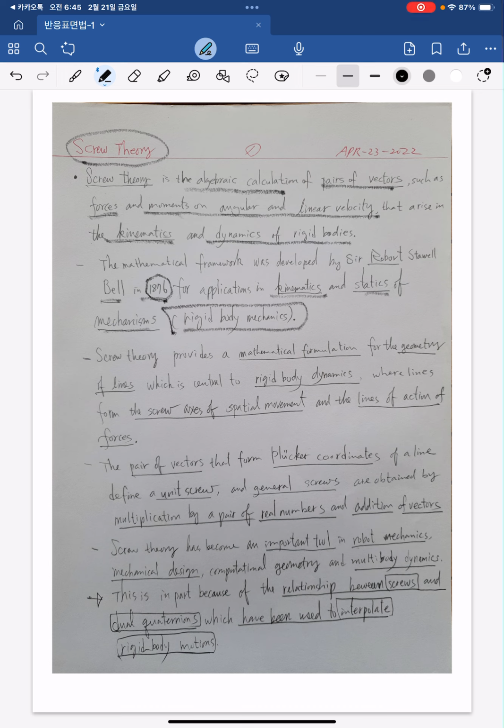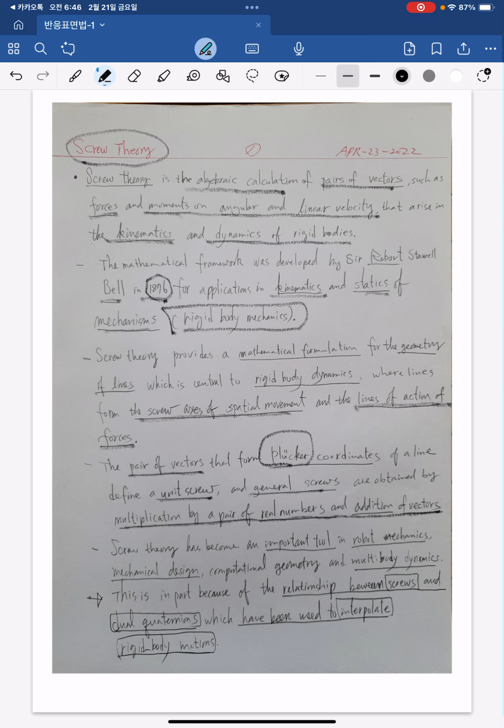Screw theory provides a mathematical formulation for the geometry of lines, which is central to rigid body dynamics, where lines form the screw axes of a spatial movement and the lines of action of forces. The pair of vectors that form the Plücker coordinates of a line define a unit screw, and general screws are obtained by multiplication by a pair of real numbers and addition of vectors.